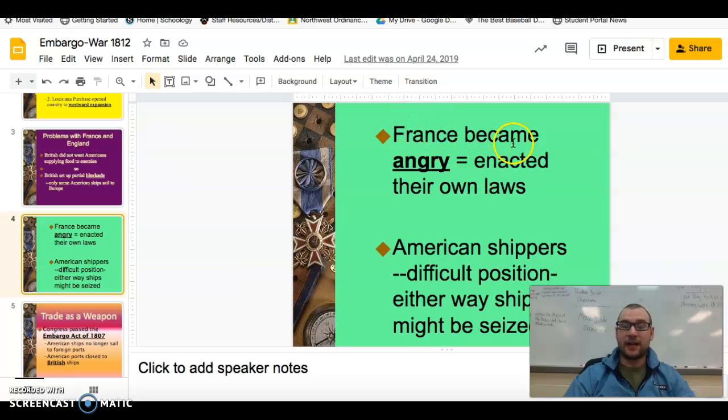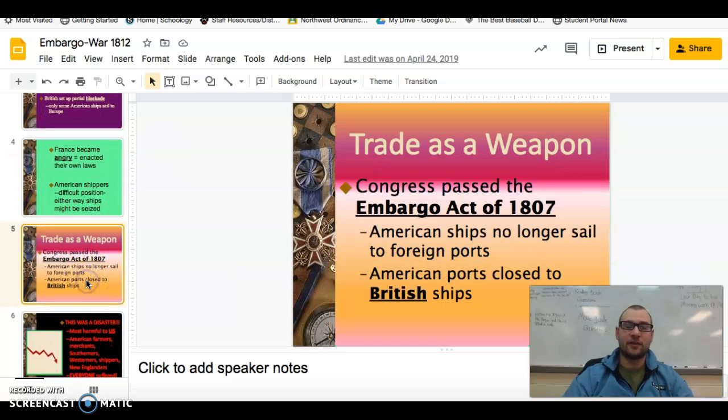For France, France is angry at us. Basically, American shippers are in a difficult position. Either way, the ship might be seized. So Britain has their whole blockade, taking our sailors and all that, and then France starts to do the exact same thing. So we're between a rock and a hard place. We're just getting bullied by France and England and their navies, and our navy's not that strong, and our army isn't that strong. So we just sit back at first. Not ignore it, but we're not strong enough to fight back, is what Jefferson's saying.